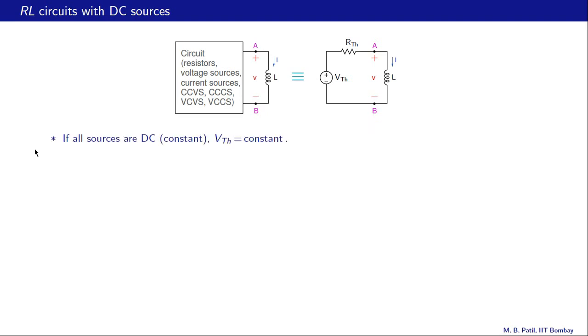As in the RC circuit case, we will assume that all our sources, these independent voltage sources and independent current sources, are DC, that means they are constant, and therefore this VTH is going to be a constant. Okay, let us now write the KVL equation for this loop. And what is that? This VTH must be equal to this voltage drop plus this voltage drop. Now this voltage drop across the resistance is RTH times I, and the voltage drop across the inductor is given by L di by dt.